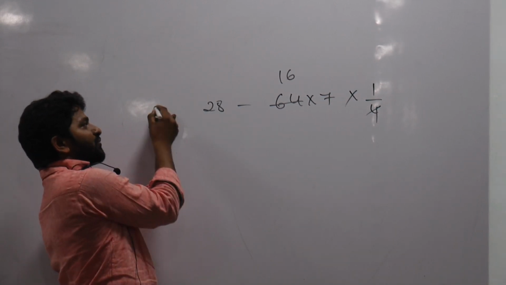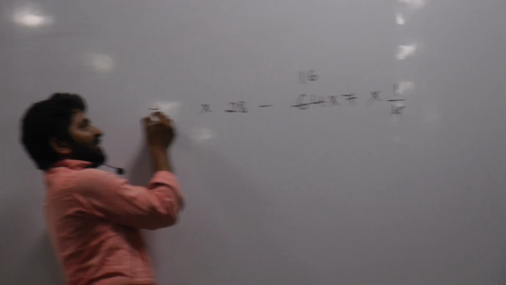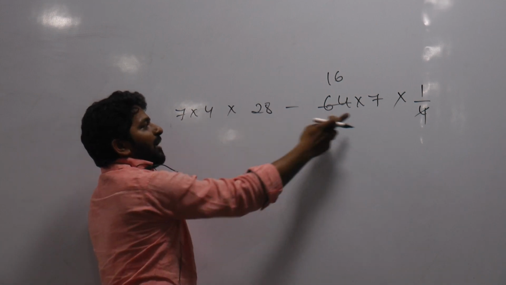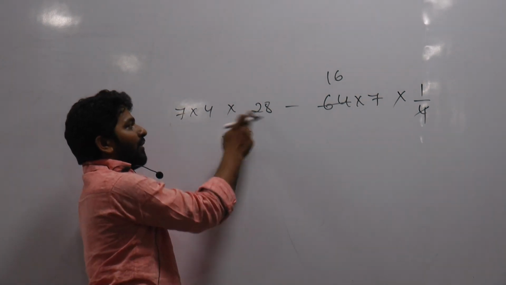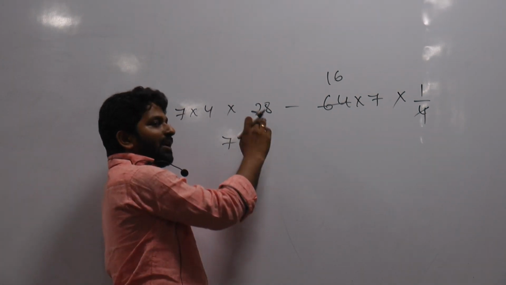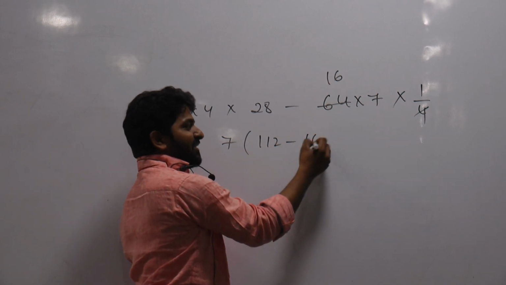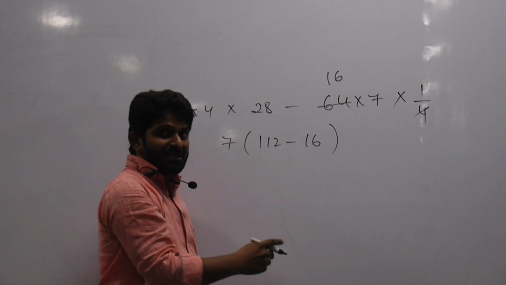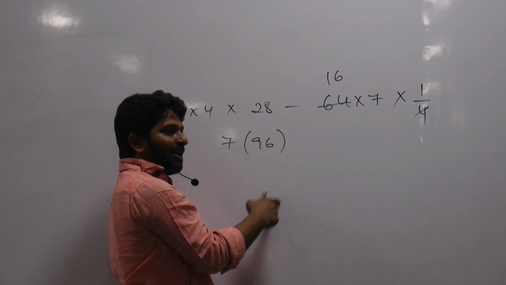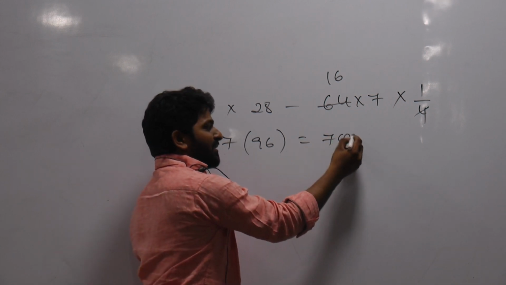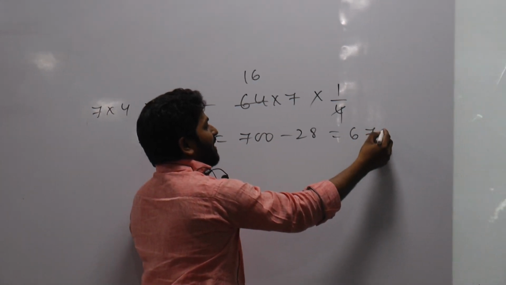I'll write 28 square as 28 into 28. And again I'll write 28 as 7 into 4. Here I have a 7 multiple, here also I have a 7 multiple. So take 7 common. 28 4 times, double double, 28, 56, 112, minus 16. 112 minus 16 is 96. So I need to calculate 96 times this number. Take 100 times, subtract 4 times. 100 times this number is 700, minus 4 times this number, 28. Answer: 672.